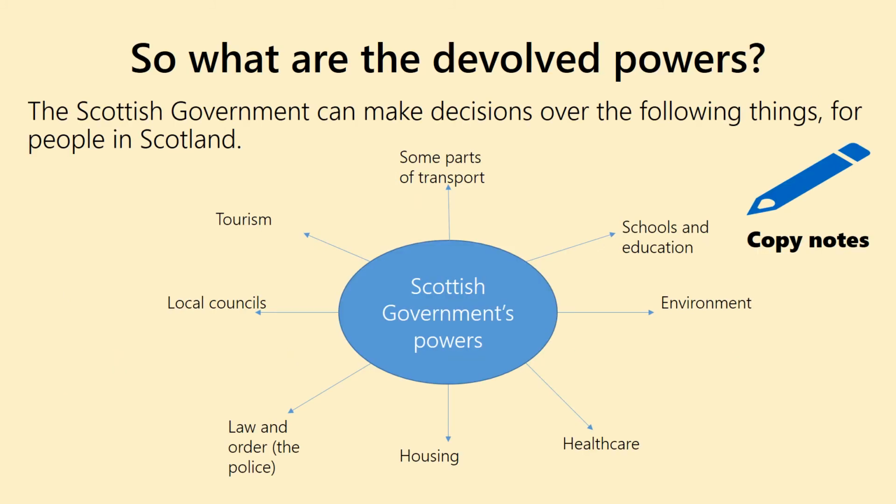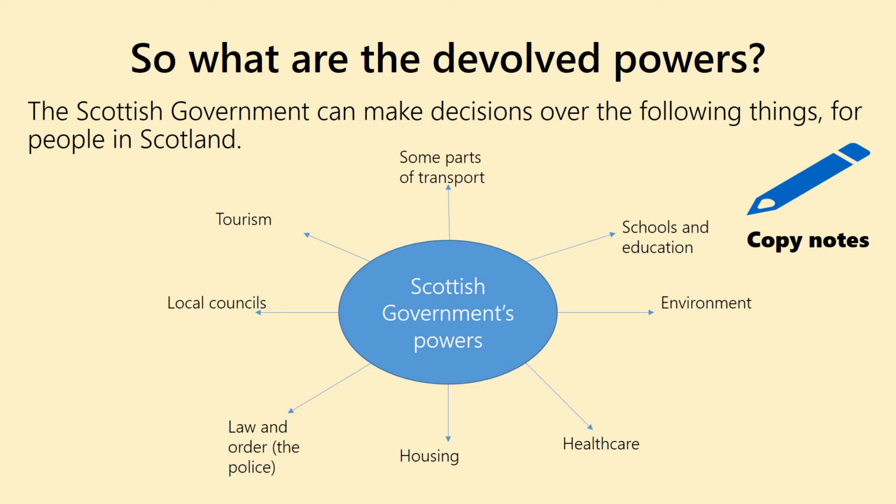So what are the devolved powers? The Scottish Government can make decisions over the following things for people in Scotland. They've got powers over schools and education. They can make decisions for the environment. They've also got power over Scotland's healthcare and the Scottish NHS. They've got powers over housing and the law and order, which is the police and the court system. They've got power over the local councils in Scotland, which means giving them certain powers or adjusting taxes for them. And they've got power for tourism. They've also got some powers over certain parts of transport.